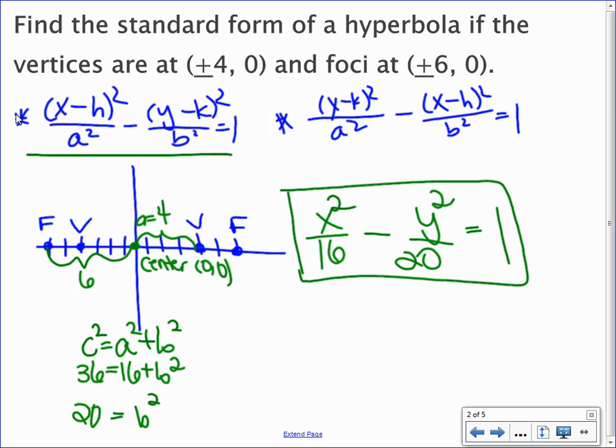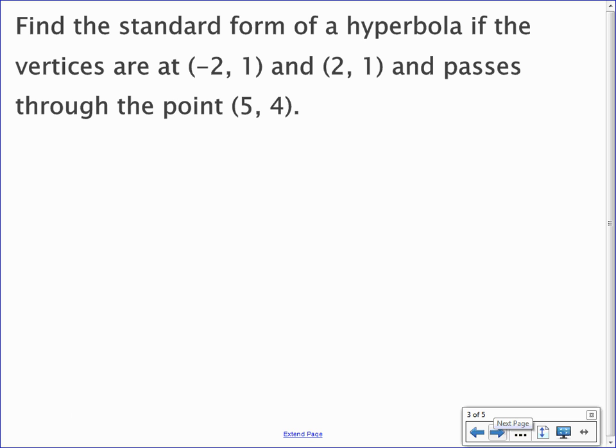These problems are kind of similar to our ellipse problems, do you agree? The only thing that will be different is if they give us information about mass. Next problem.